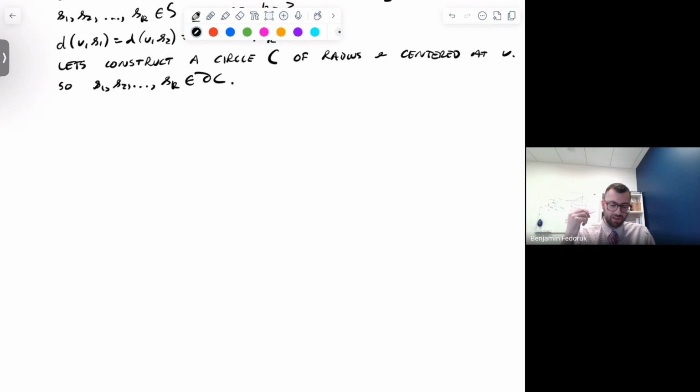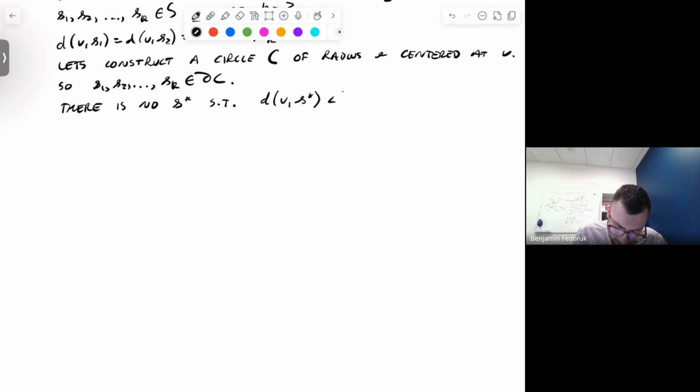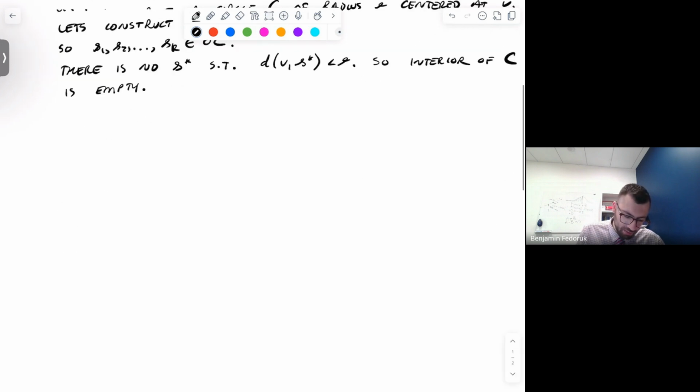And if there was a point closer to V than any of those S's, then V wouldn't be in the Voronoi cells associated with those S's. So that means there is no S star such that the distance between V and S star is less than R. So in other words, the interior of C is empty. So we've finished that direction.